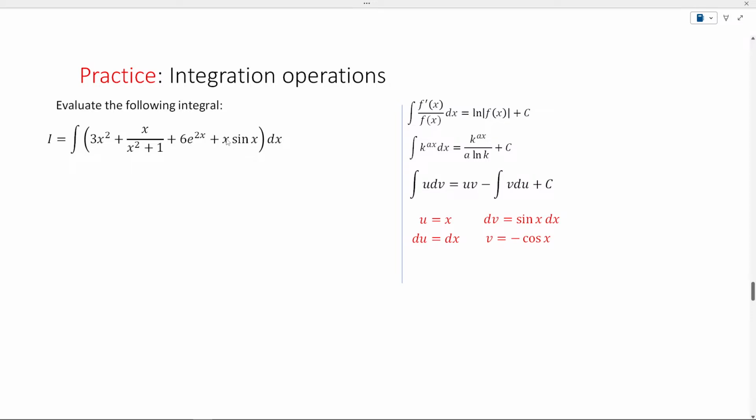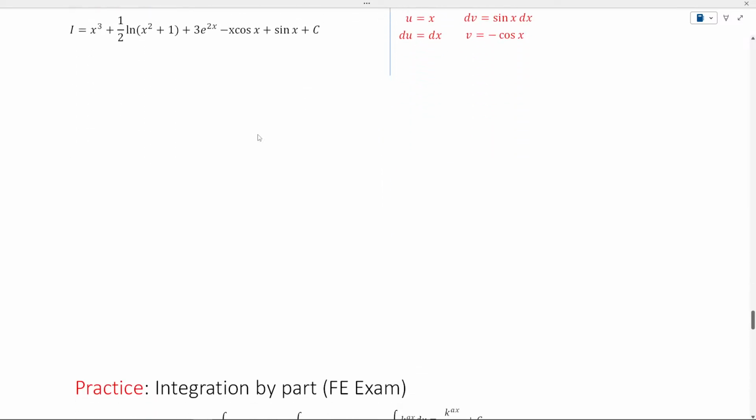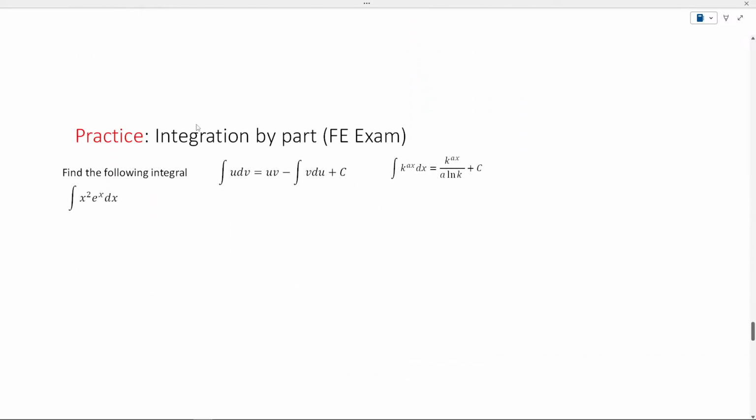You have two functions. One is x and the other one is sine x. For this one you use this one, and for that one you use that one. In your exam or your homework, you can get this, but I will not give you this one in the exam or the homework. So this is for practice. This is the solution. Here is practice for integration by parts.